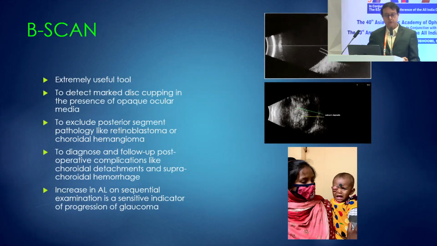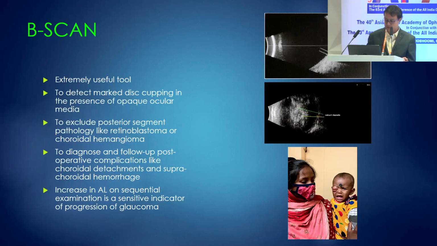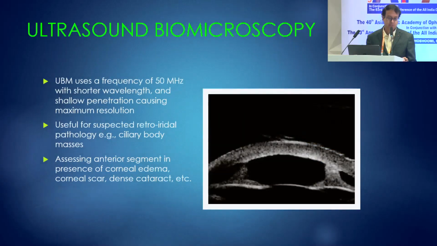B-scan is an extremely useful tool when we do not have a proper view of the posterior segment. It can detect marked disc cupping in the presence of opaque ocular media. It can also help us to exclude posterior segment pathology like retinoblastoma or choroidal hemangioma, and it helps us to diagnose and follow up postoperative complications like choroidal detachment and suprachoroidal hemorrhage. Also, an increase in the axial length on sequential examination is a sensitive indicator of the progression of glaucoma.